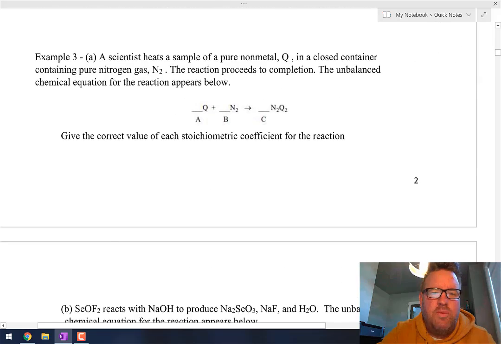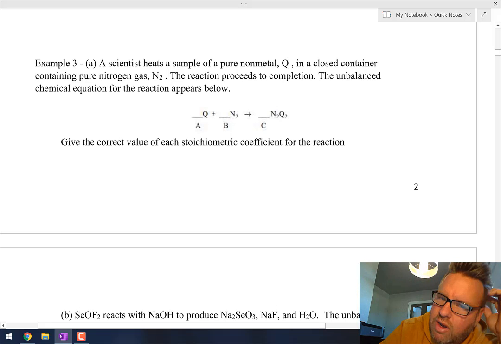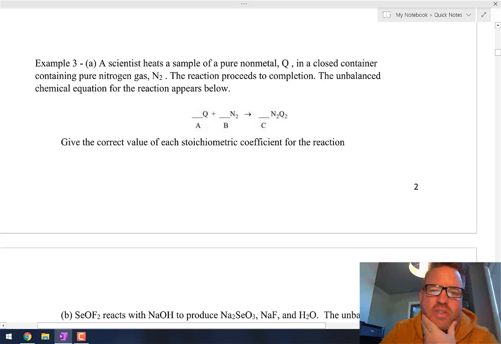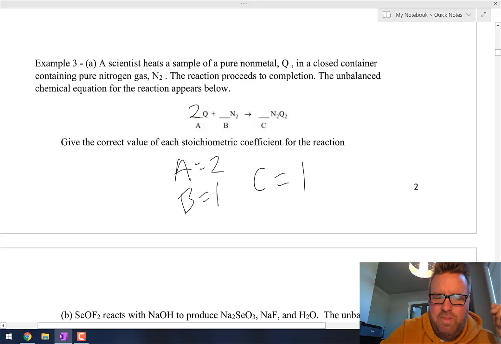Just a couple more. So these are from a pretty recent exam, so this is kind of what you might expect. A scientist heats a sample of pure nonmetal Q in a closed container containing pure nitrogen gas. The reaction proceeds to completion. The unbalanced equation. Give the correct value of each stoichiometric coefficient for the balanced equation. So basically, 1 Q, 2 Qs. Put a 2 right there. 2 nitrogens, 2 nitrogens. Done. So that means that A equals 2, B equals 1, and C equals 1. That's all you got to do.